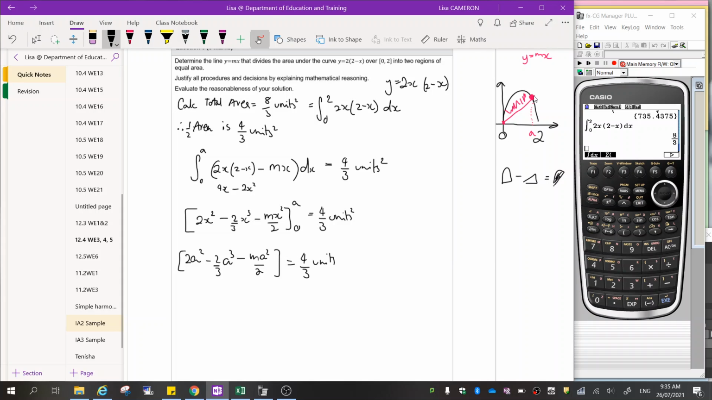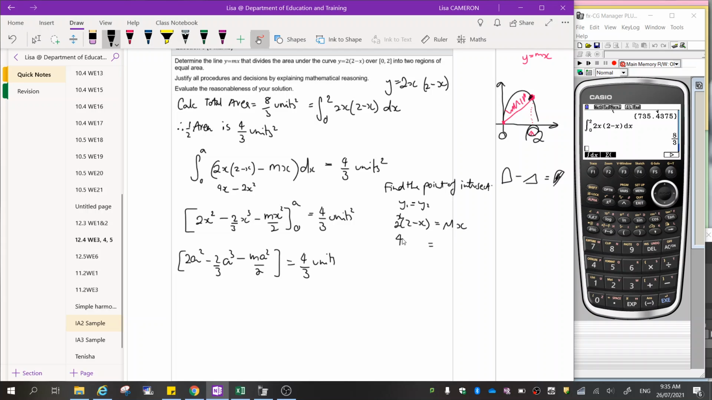Now, I can see that these two functions here share a point where they're touching. Okay, so I'm going to find the point of intersection. And the reason I'm doing this is that it will tell me the x value for a. So find the point of intersection, let y1 equal y2, meaning that y1, 2x bracket 2 minus x, is equal to mx.